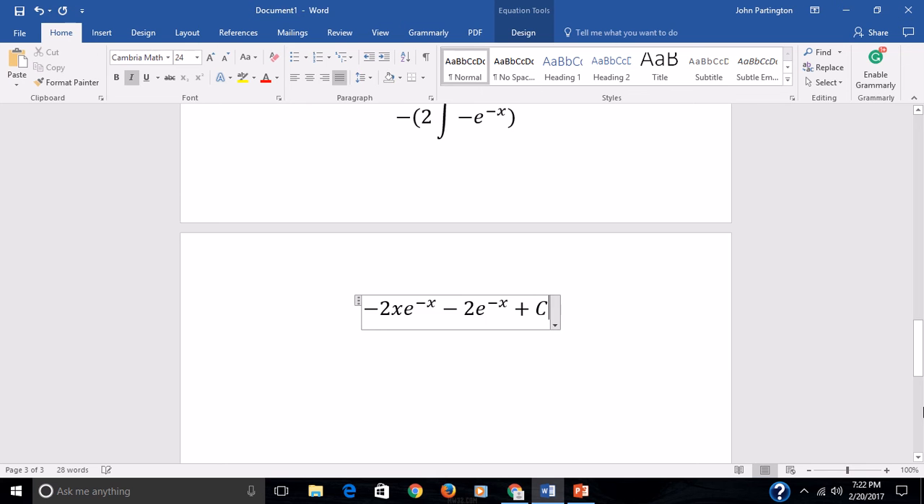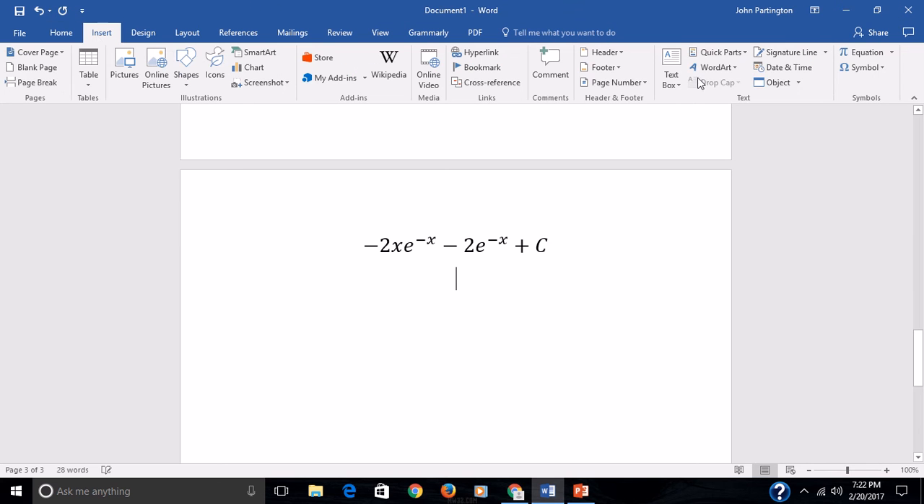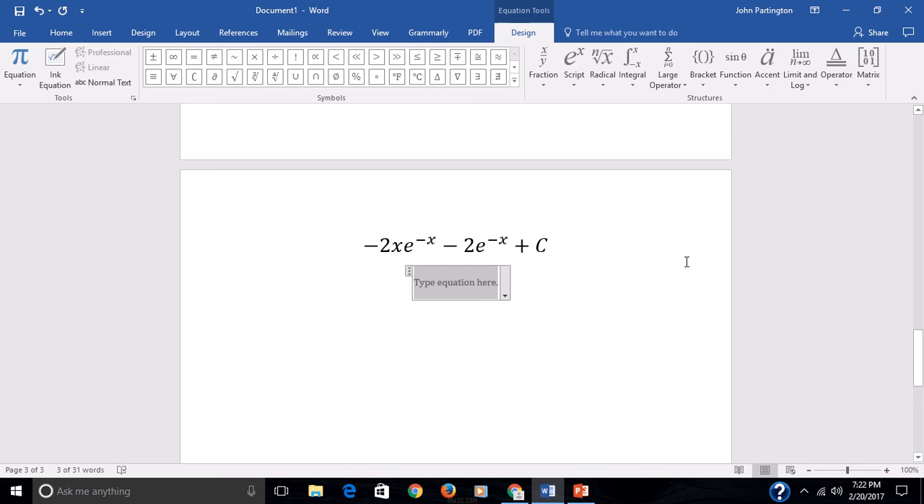Sorry about that. Now we're going to take the derivative to check our work. For the first part, we're going to use product rule. We're going to have negative 2 e to the negative x, the second times the derivative of the first. Then we're going to have 2x, because this is going to be multiplied by negative, and we're going to have e to the negative x.